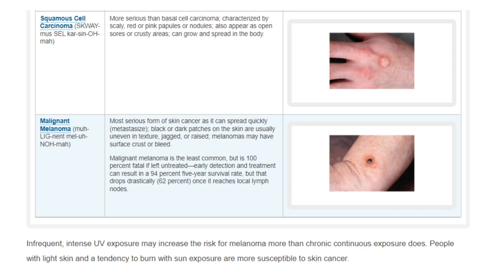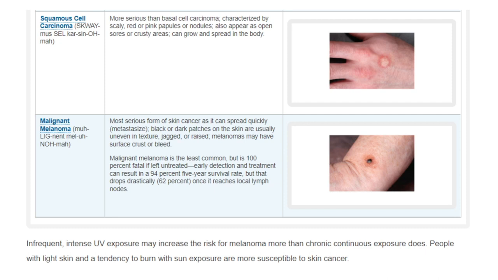Moles, malignant melanoma. Description: most serious form of skin cancer as it can spread quickly, metastasize. Black or dark patches on the skin are usually uneven in texture, jagged, or raised. Melanomas may have surface crust or bleed. Malignant melanoma is the least common, but is 100% fatal if left untreated.